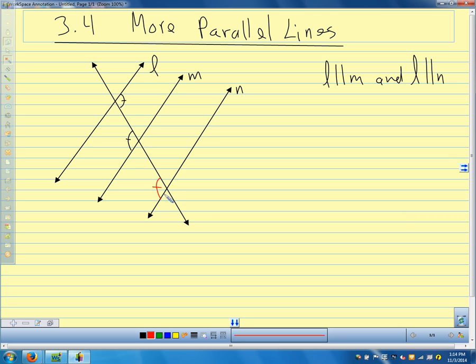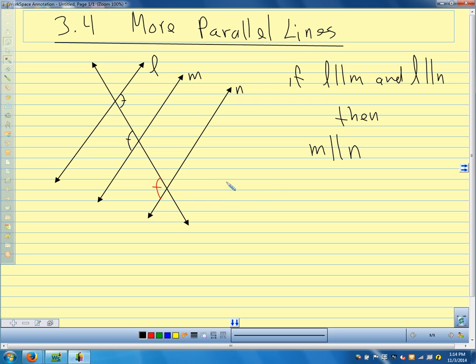They're corresponding angles. If corresponding angles are congruent, what do we know about the lines? They are parallel. If corresponding angles are congruent, the lines are parallel. That's right above on your graphic organizer. So if line L is parallel to line M, and line L is parallel to line N, then line M is parallel to line N.